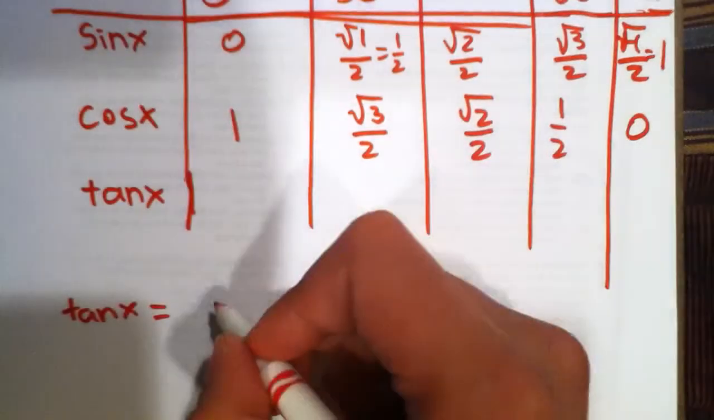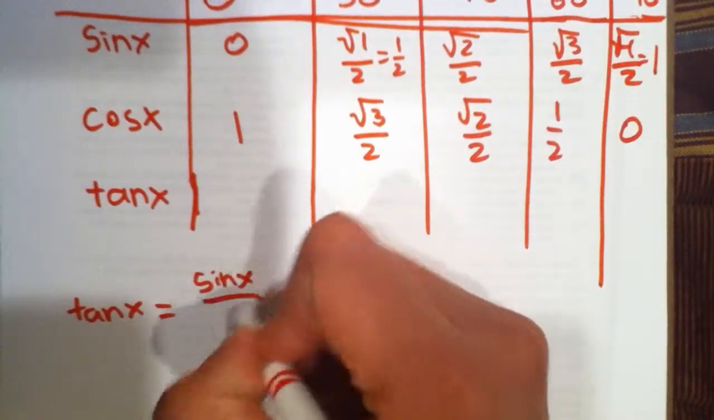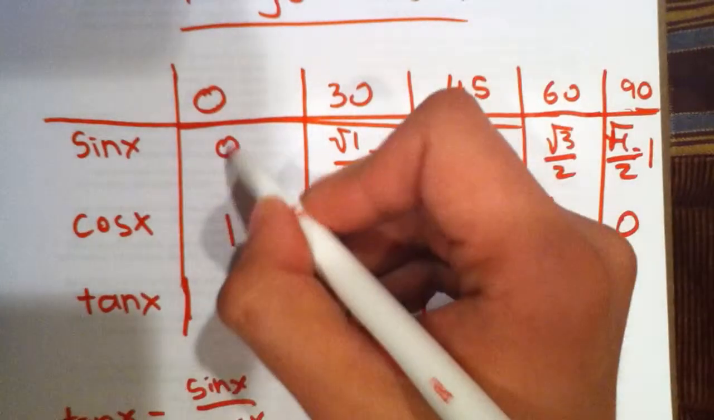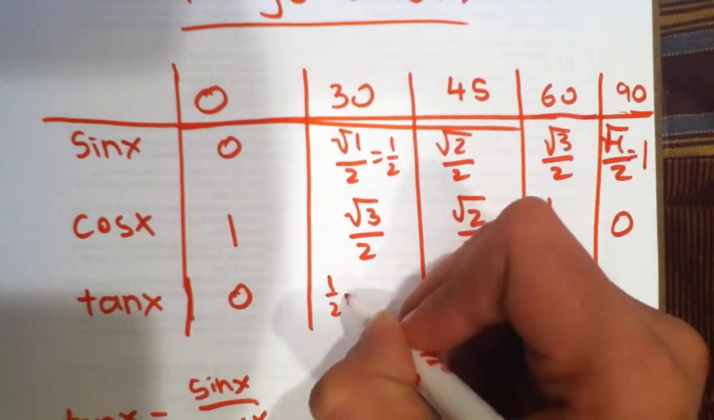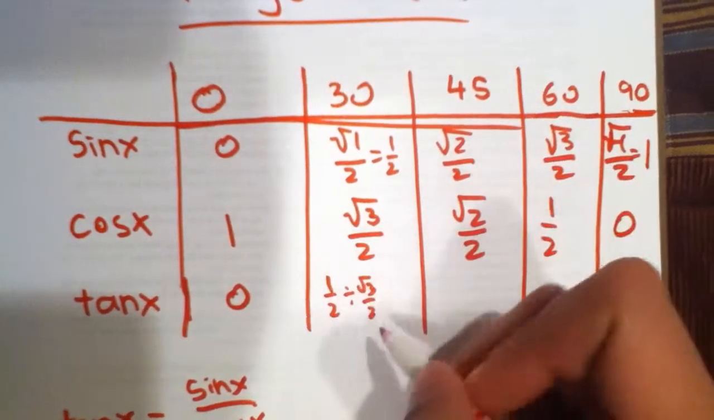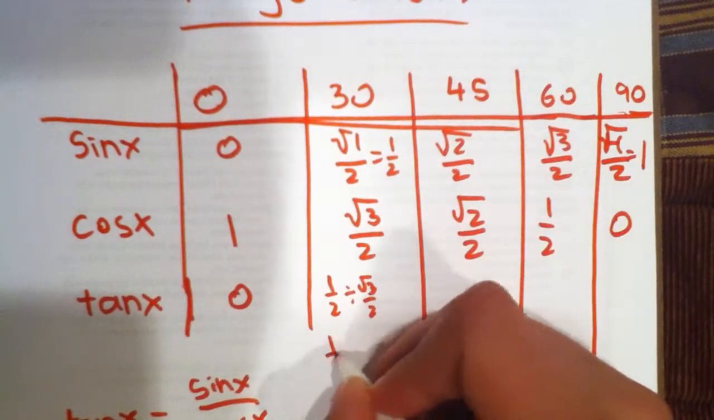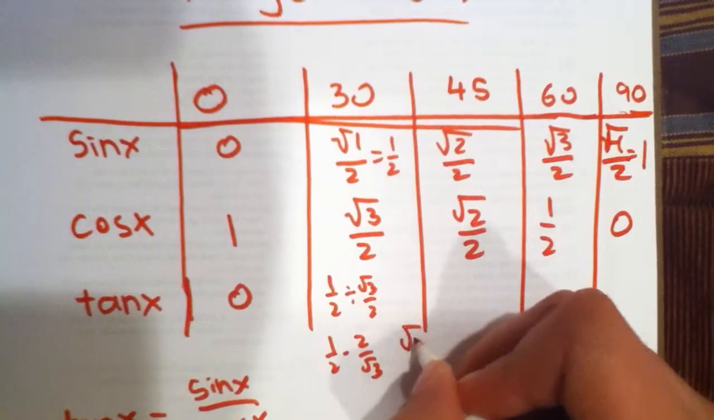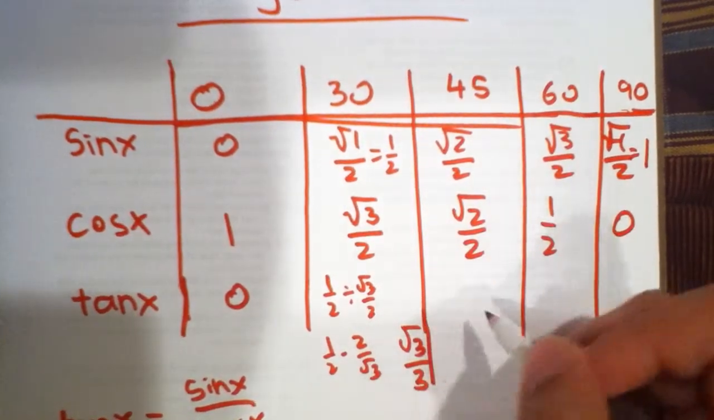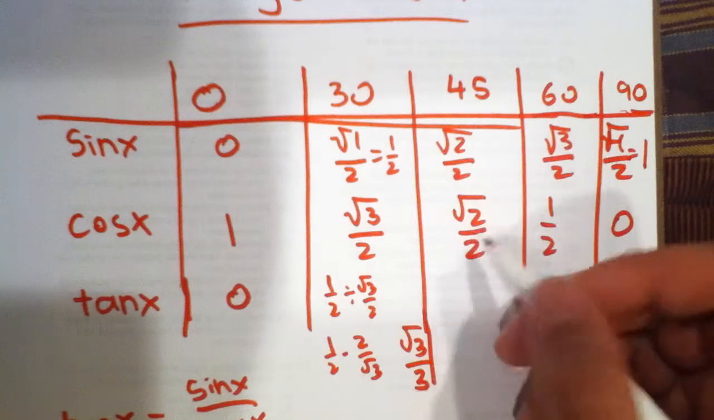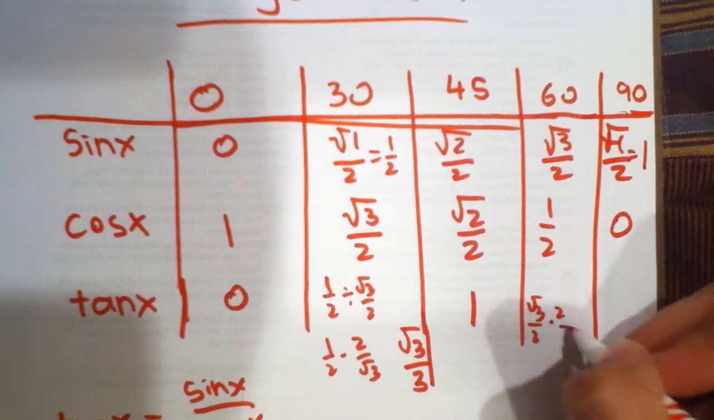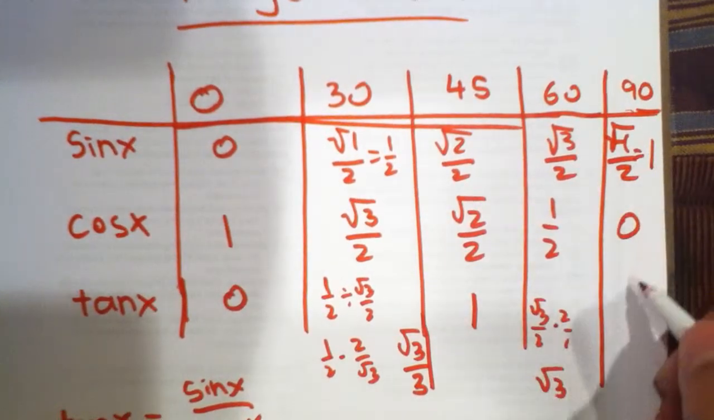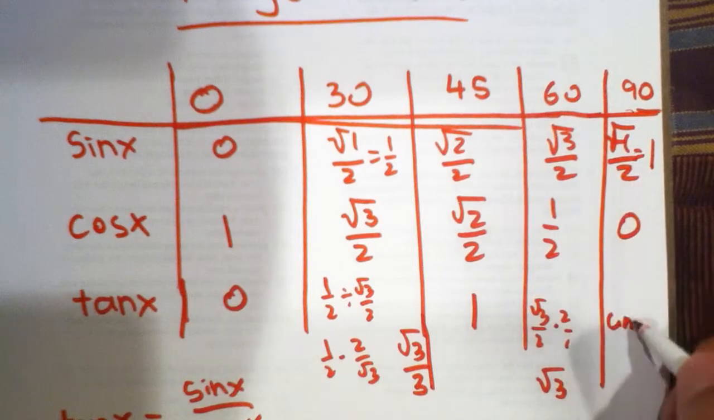And tangent is actually equal to sine x over cosine x. So then we can just divide these two values. So 0 divided by 1 is 0. 1/2 divided by square root of 3 over 2 is 1/2 times 2 over square root of 3. So it's just square root of 3 over 3. This will be square root of 2 over 2 divided by square root of 2 over 2, which is 1. This will be square root of 3 over 2 divided by 1/2, so times 2 over 1, which is square root of 3. And this is undefined, because 1 divided by 0 is undefined.